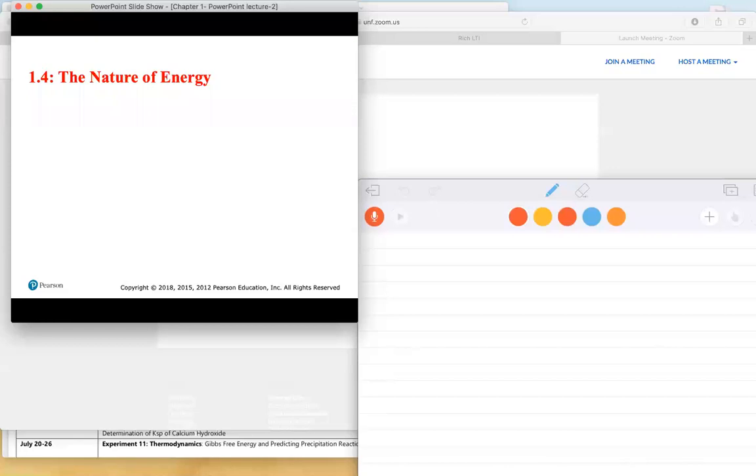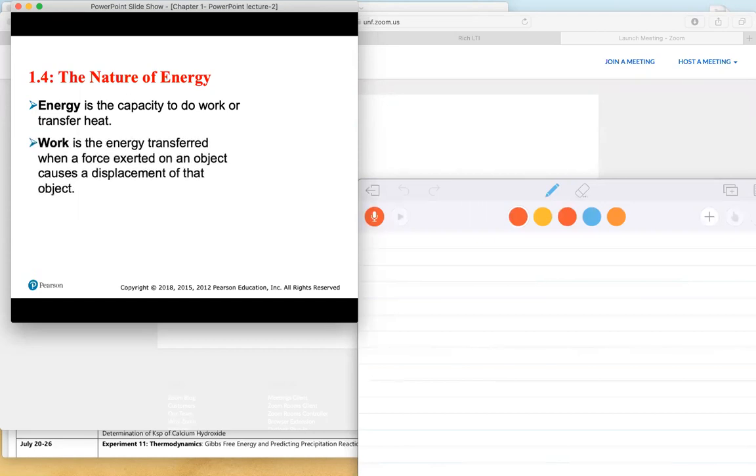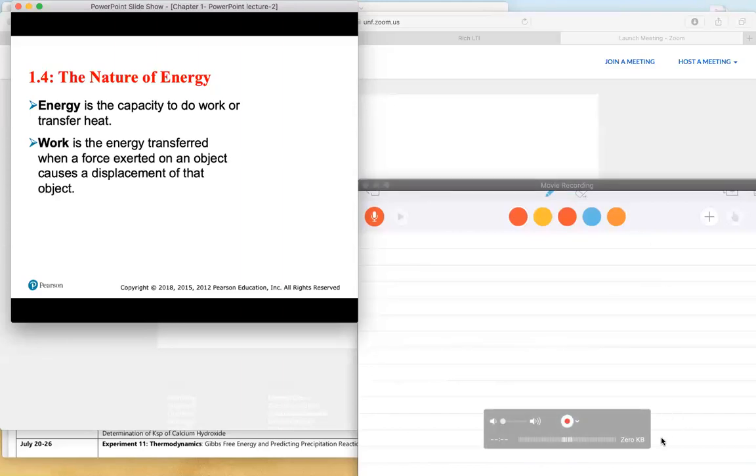I know this term here is not new to you. Energy is simply defined as the ability or the capacity to do work or the heat transfer. We're going to talk about heat in detail in chapter 5, but for now, you should be able to define what energy is. Energy is the ability to do work or capacity to do work or heat transfer. And what is work? Work is simply the transfer of energy when force is exerted on an object.